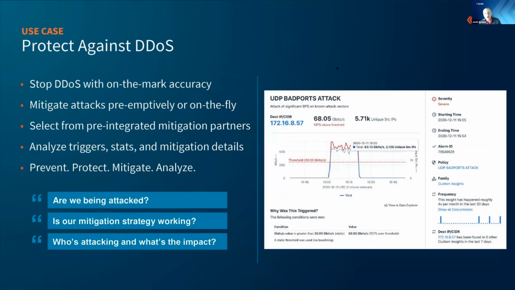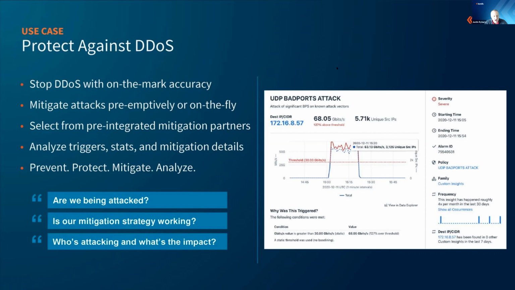DDoS is another one. Pretty much every day we see a new news article about some denial of service attack against somebody, or some application that's been taken down, or some enterprise that's been taken down because they were under an attack. So one aspect of a good observability posture for a company is being able to answer these types of questions, like, are we being attacked? Are we currently under an attack? Is our mitigation strategy working?